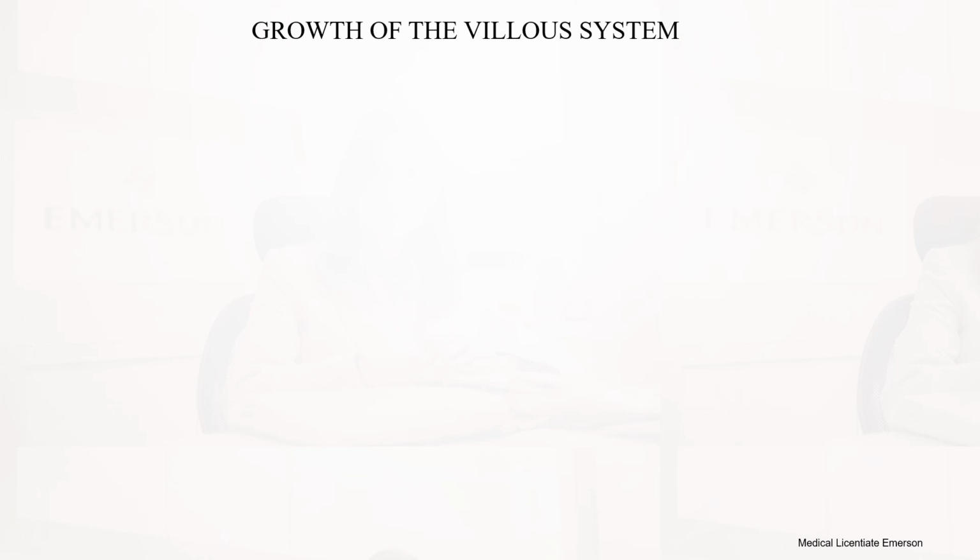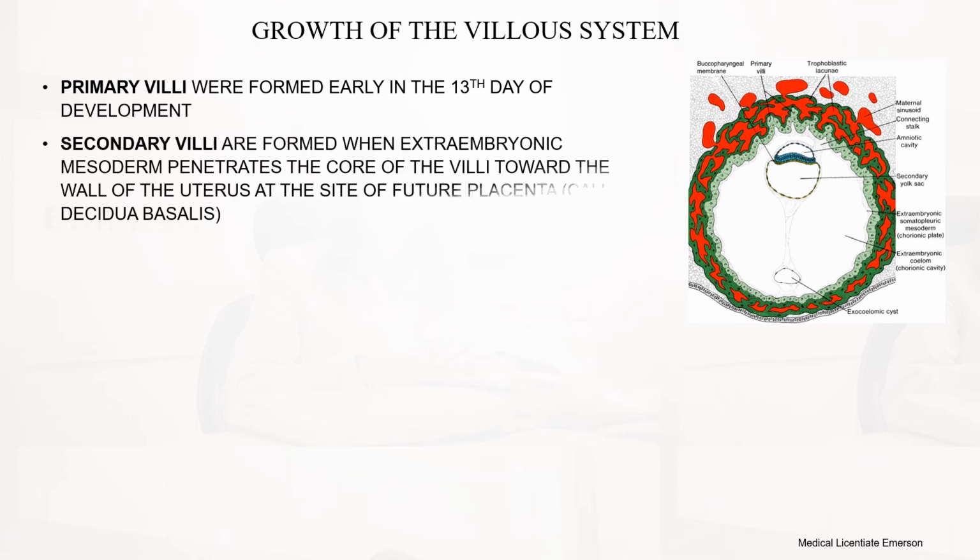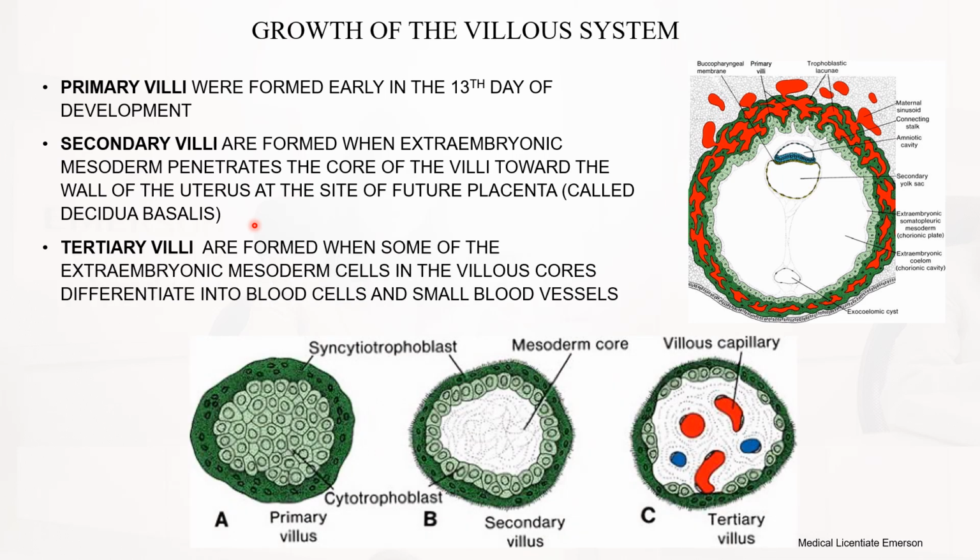Then let's go to the growth of the villous system. Remember, we had the primitive villi, which were formed early in the third day of development. Next, we have the secondary villi, which are formed when the extraembryonic mesoderm penetrates the core of the villi towards the wall of the uterus at the site of the future placenta, which will be called the decidua basalis.